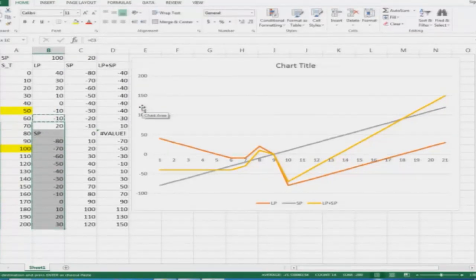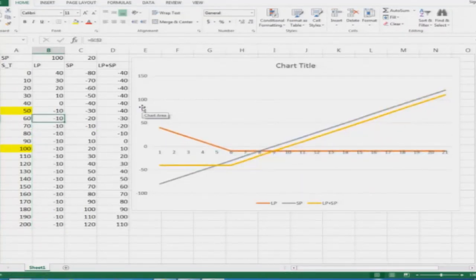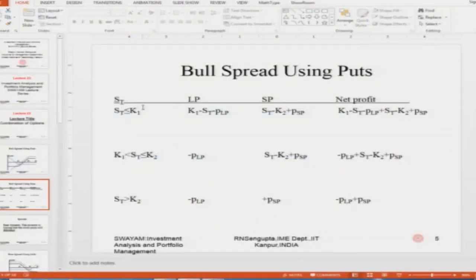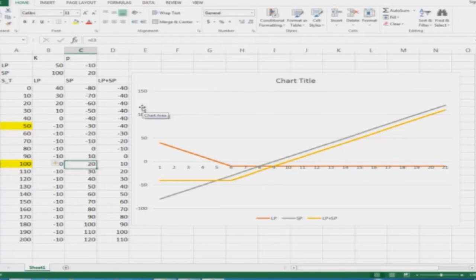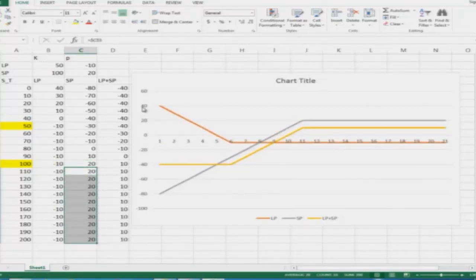I am extremely sorry for not changing the formula. So, this is minus 10 for the case when it is greater than K2. Now the graph should be much better. I had just gone into considering the payoff matrix without considering the max or the min. So, let us come to the graph first.